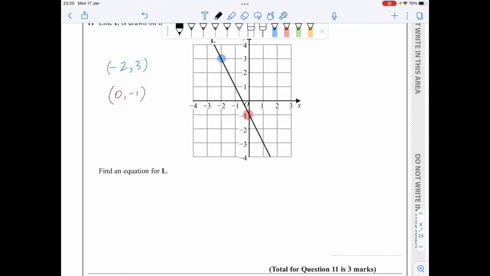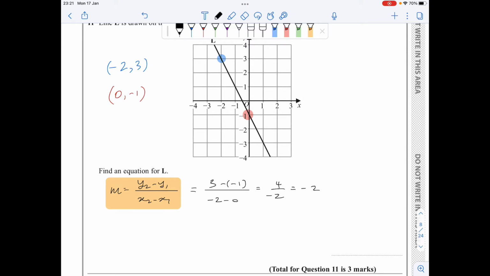To find the gradient, I will use the following formula. And if I substitute these numbers, I'm gonna get (3 − (−1))/(−2 − 0), which gives me 4/−2, which is equal to −2. So this is the gradient.